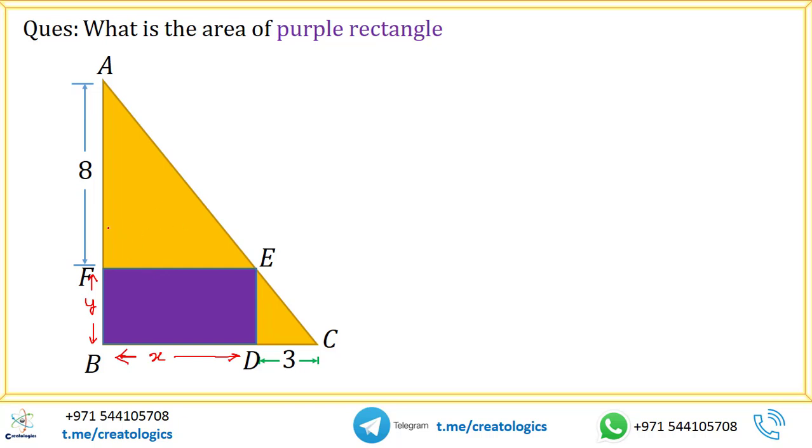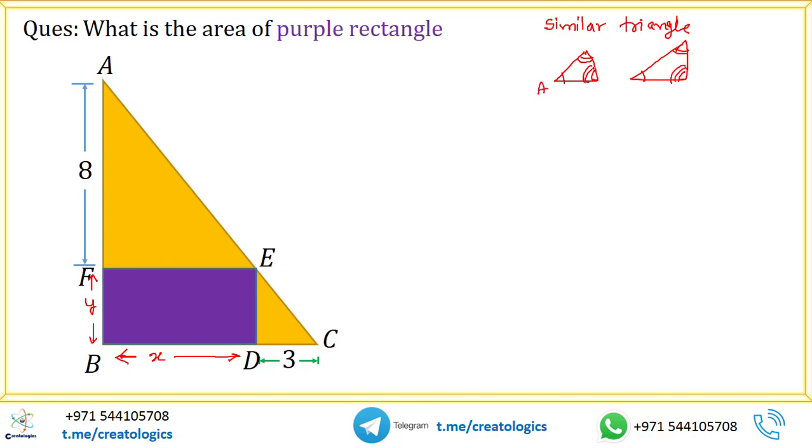In solving this question, the concept that we are going to use is similar triangles. If you have two triangles which are similar, it means the angles are equal no matter what the size of the triangle is. This angle is the same as this angle, the second angle is the same as this angle, and the third angle is the same as the third angle.